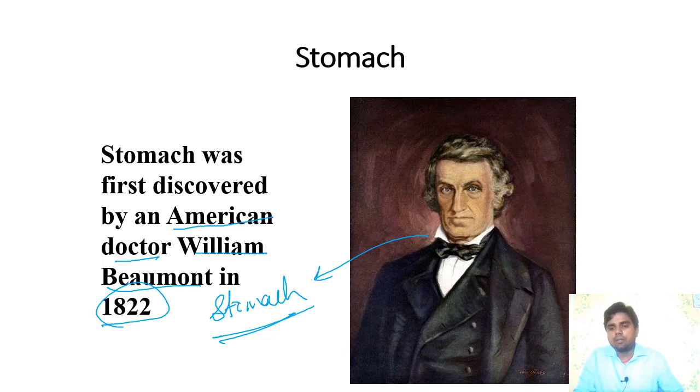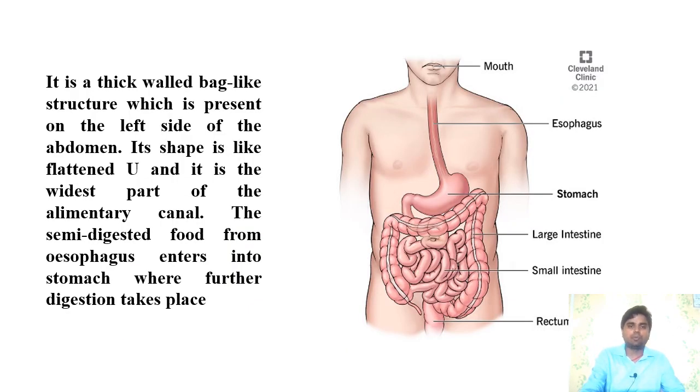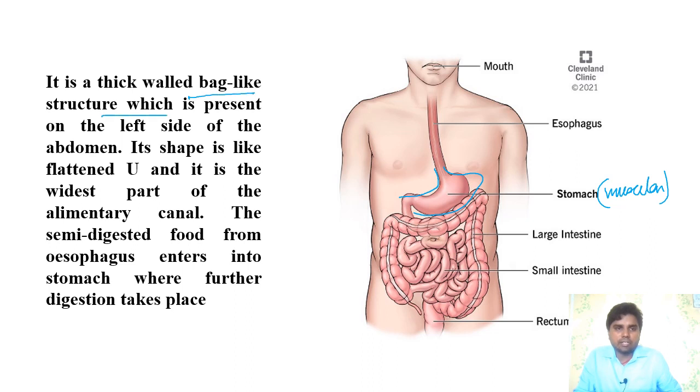Now we will also study how he discovered the stomach. We will study the story behind it. But before moving forward, first of all we will study the stomach's shape, size, and where it is present. You can see here it is the stomach, and it is U-shaped and a muscular organ. It is a thick-walled bag-like structure present on the left side of the abdomen. Its shape is like a flattened U and it is the widest part of the alimentary canal.